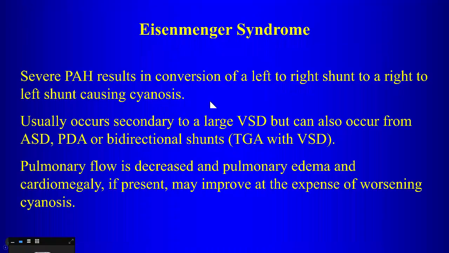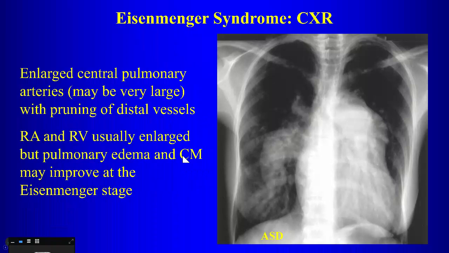So Eisenmenger syndrome is when you have severe pulmonary artery hypertension that results in conversion of the left to right shunt to right to left, or really bidirectional, and results in cyanosis, because what started out as a left to right shunt is now a right to left shunt. It can occur usually with a large VSD, but it can also occur from ASD or PDA, and bidirectional shunts with more extensive congenital heart disease. So that's Eisenmenger. If we have an adult with massively dilated central pulmonary arteries, make sure that we consider Eisenmenger's. With enlarged central pulmonary arteries, the right atrium and right ventricle will also be enlarged.